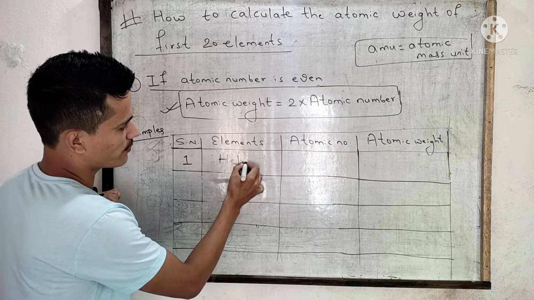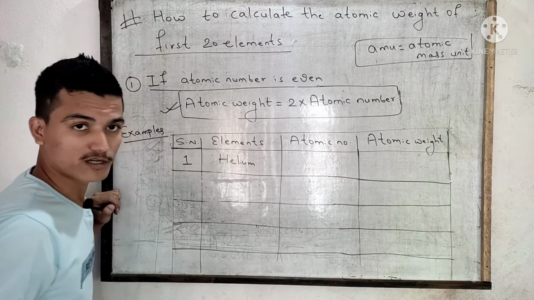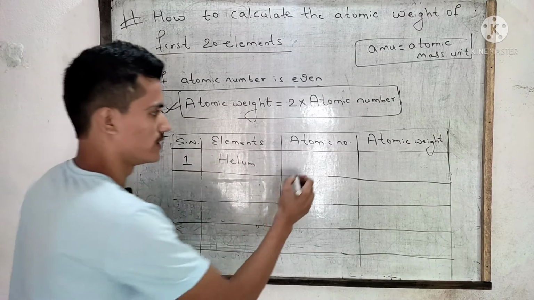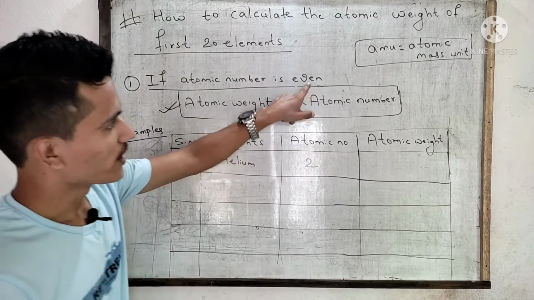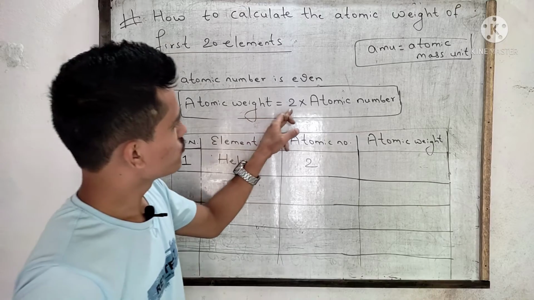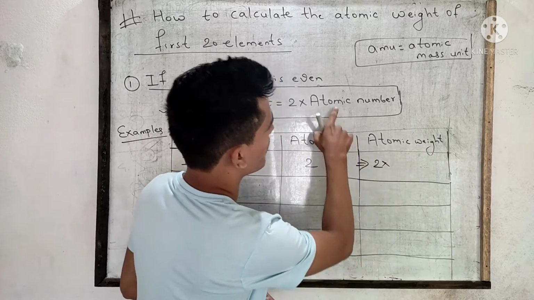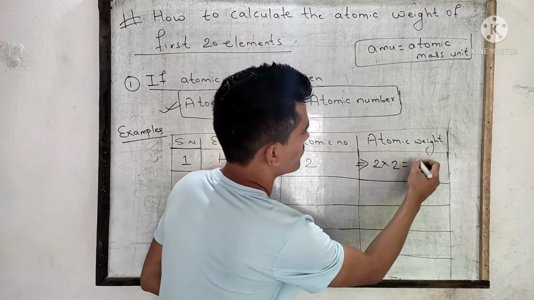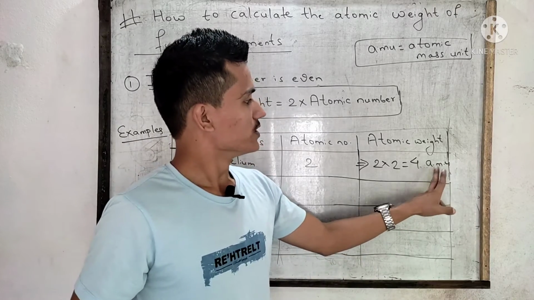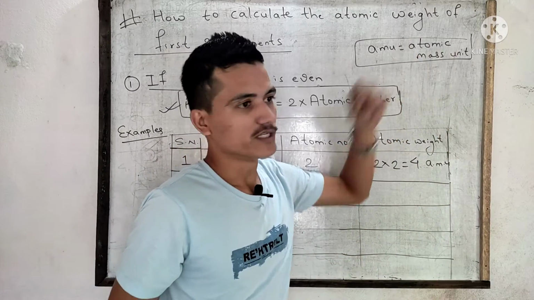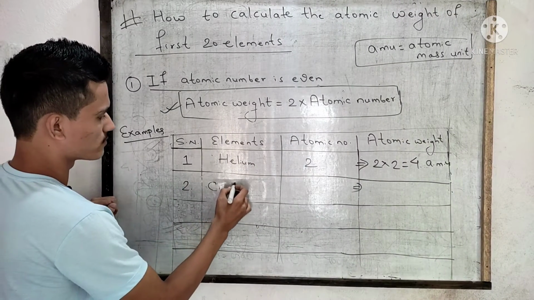take helium as an example. What is the atomic number of the helium atom? 2. Hydrogen, helium. The atomic number is 2, and we use this formula because 2 is even. Atomic weight is equal to 2 into atomic number, which is 2 into 2, equal to 4 amu. amu is nothing but atomic mass unit.